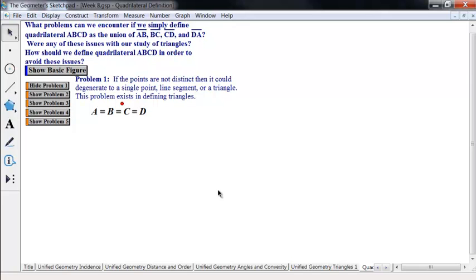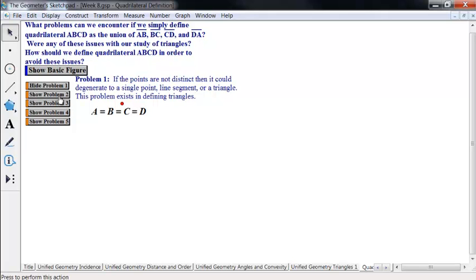First of all, we have to make sure the points are distinct. If they're not distinct, then it could degenerate down to a single point or maybe a line segment or a triangle. And of course, this problem exists in defining triangles. If you remember, when we defined triangles, we had to make sure that the points were 3 distinct points. So we're going to make sure that A, B, C, D are distinct points in our definition of a quadrilateral.